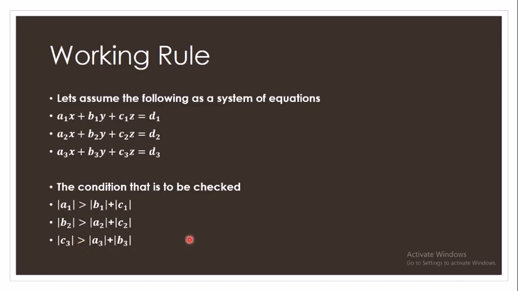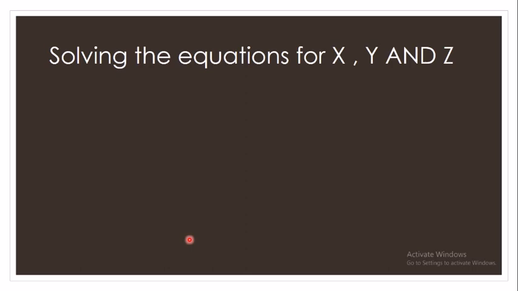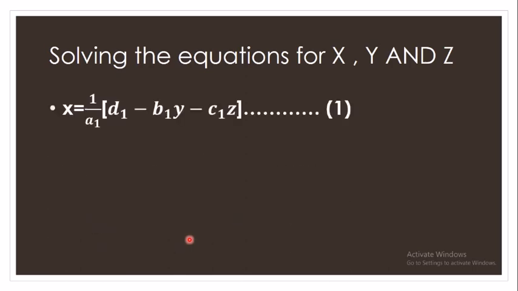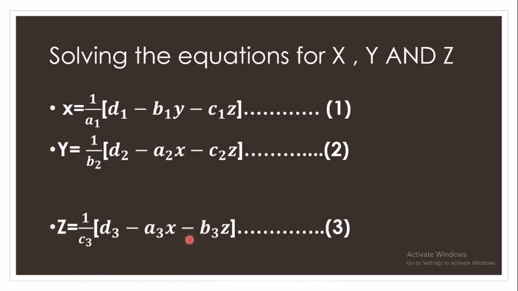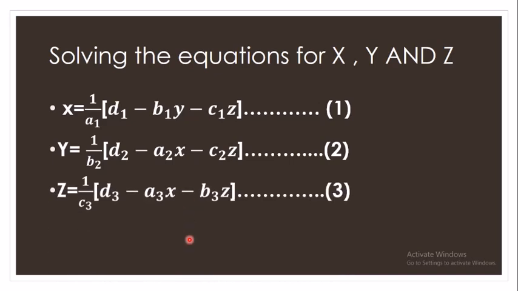After the conditions are checked, I'm going to solve for x, y and z. From the system of equations that I have written earlier, I keep x on one side and take all the other terms to the right side, so that I get x equal to 1 by a1 in brackets d1 minus b1y minus c1z. So this is my first equation, and similarly I will find y and z.